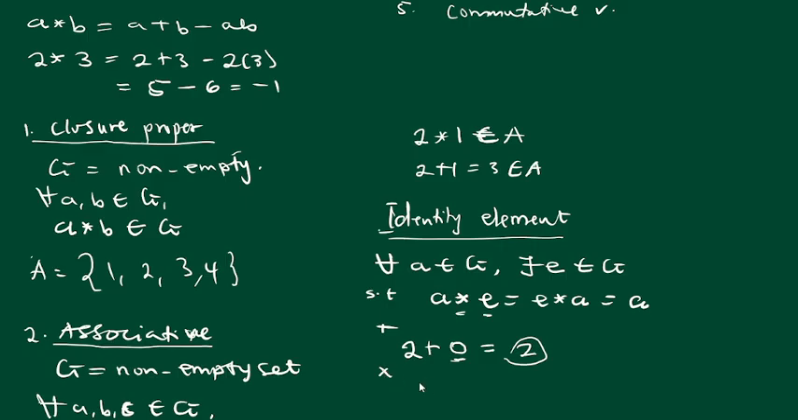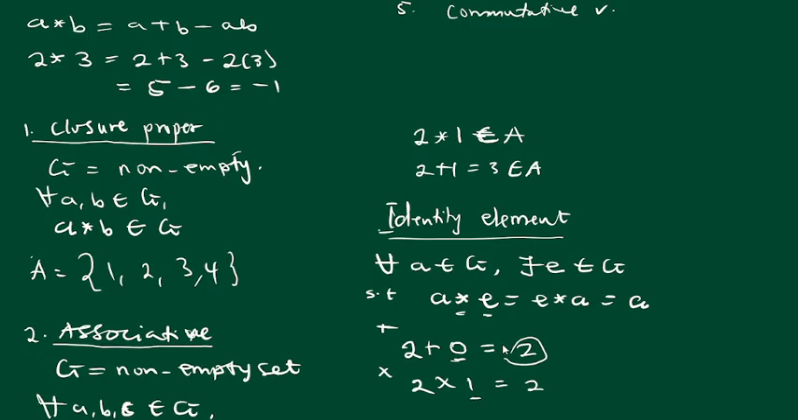If it is under multiplication, if I multiply 2 by a certain number, it should give me 2 back. And that happens to be 1. So under multiplication, the identity element is 1.